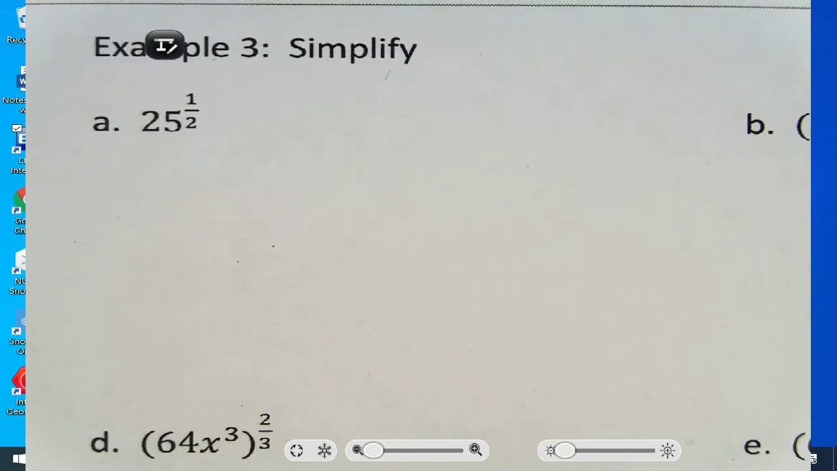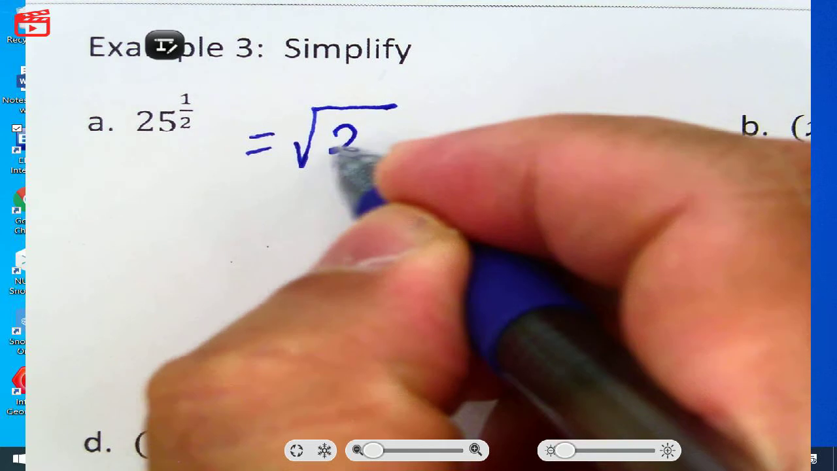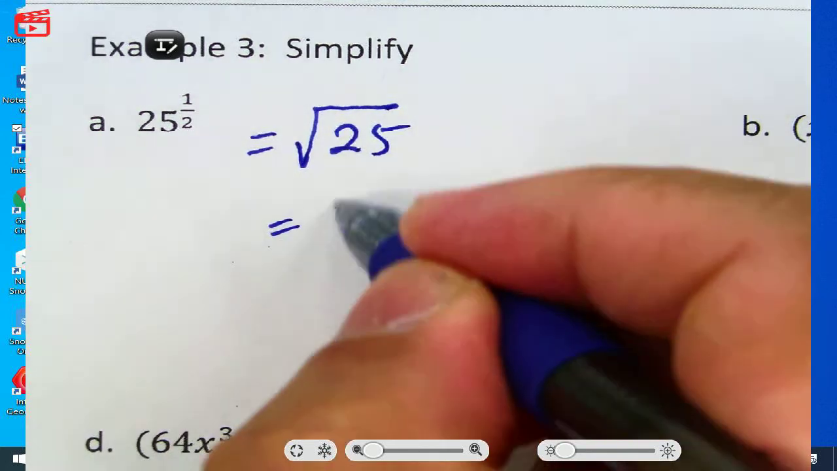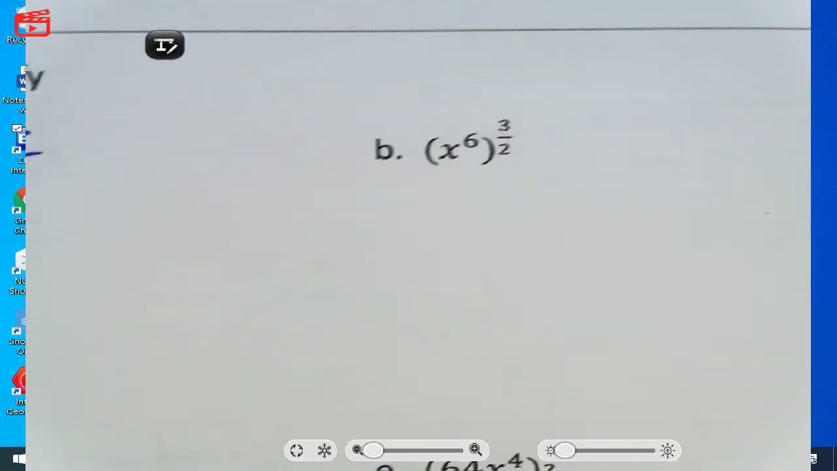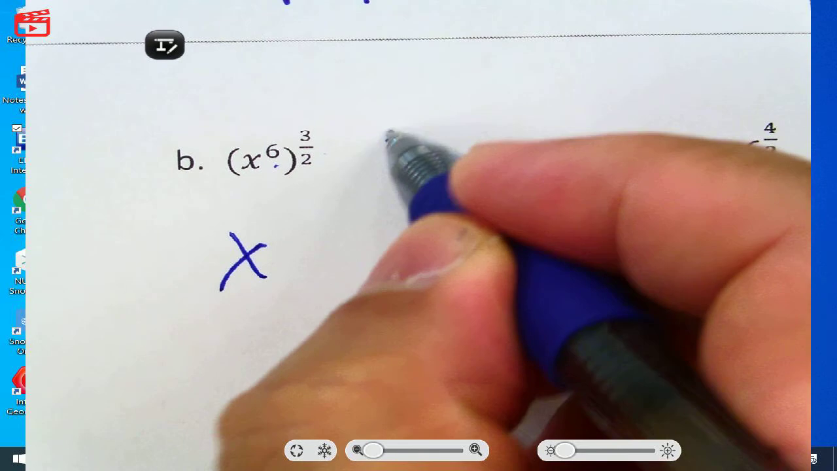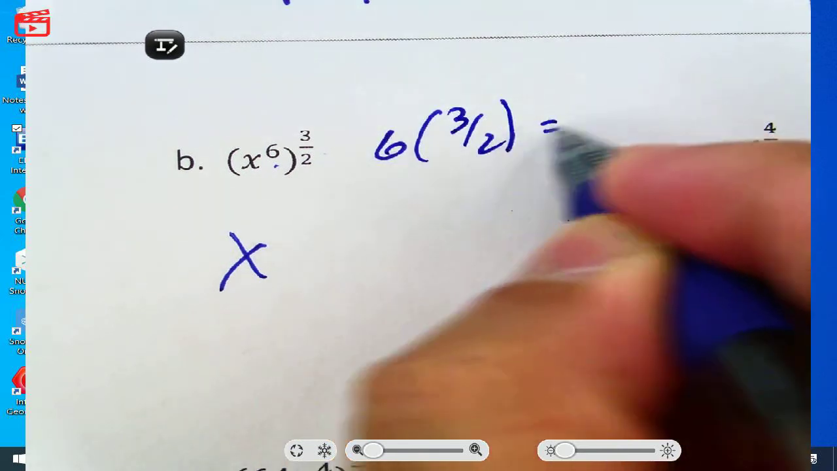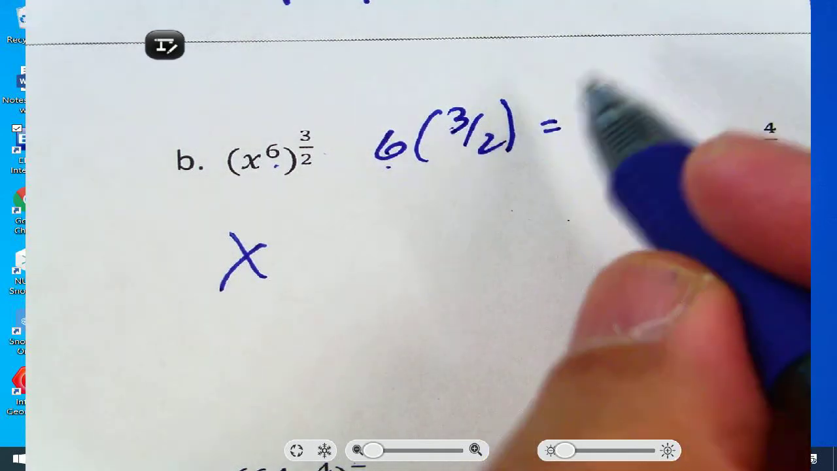Alright, let's look at part 3, example A. So remember, 25 to the half is the same as the square root of 25. What's the square root of 25? 5. So that's it. That's A. Ready for B? Alright, B. So here, you're going to multiply exponents. So what's 6 times 3 halves? You can multiply the numerator. 9. There you go, 9.